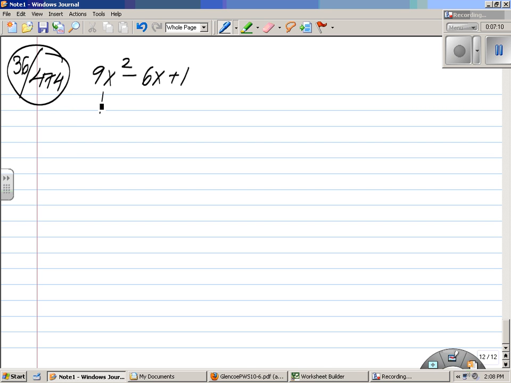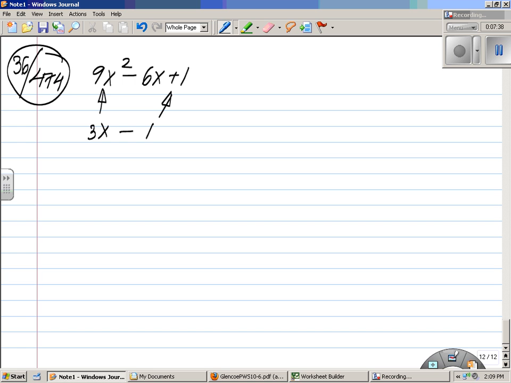Well, you check the first number. Is that a square of something, of a monomial? Yeah, it's 3x, everything squared, right? I'm checking the last number. Is that 1 a perfect square? Yes, it's 1 squared. Now you see that I have a negative sign here in the middle for my middle term. So it may be 3x minus 1 everything squared.